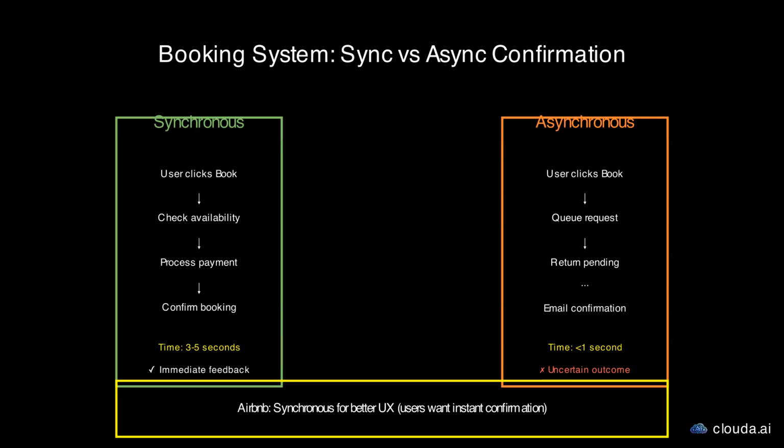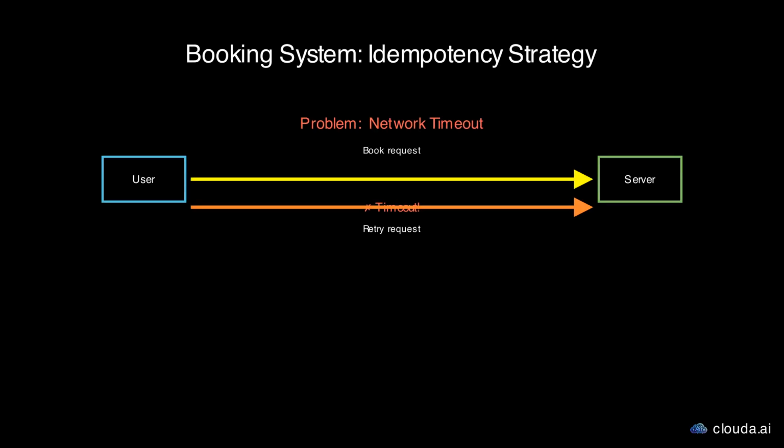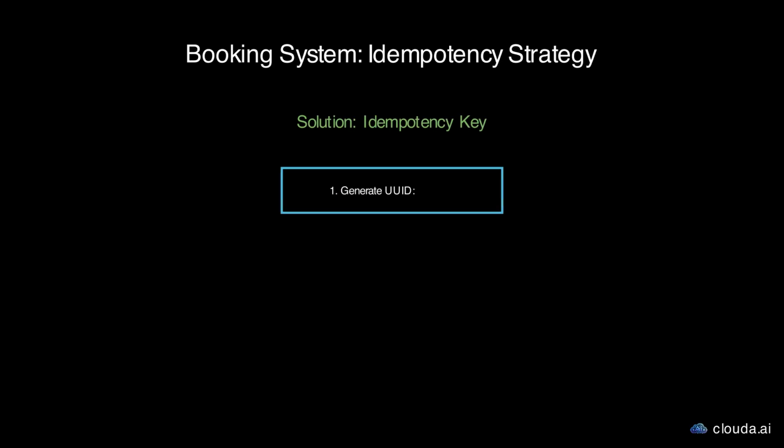Airbnb chose synchronous confirmation because users expect instant feedback when booking expensive accommodations. The 3 to 5 second wait is acceptable for the peace of mind of knowing your booking is confirmed immediately. Async would be faster, but the uncertain outcome hurts user experience. The fourth critical design decision is idempotency strategy. When a user clicks book, the request might time out due to network issues.